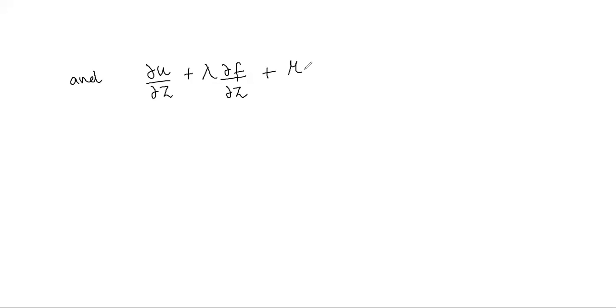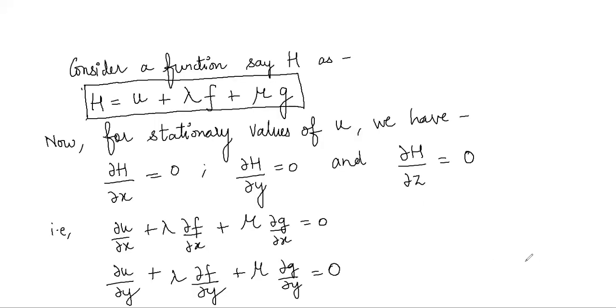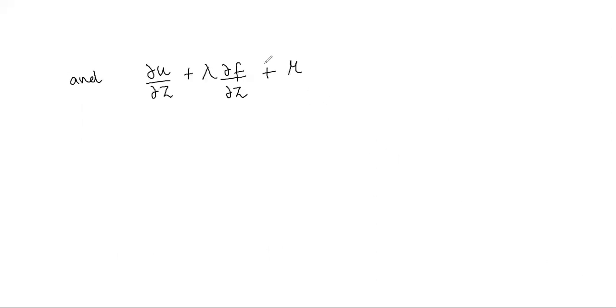It will be, let us see what we have for g. So it will be, it is here mu g. So it will be mu, then del g, and we are differentiating it partially with respect to z. So it will be del g by del z equal to 0. So we have these three equations. Let us put here f and g, these partial derivatives.